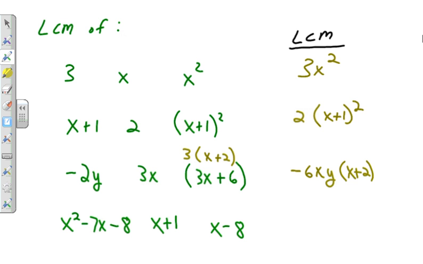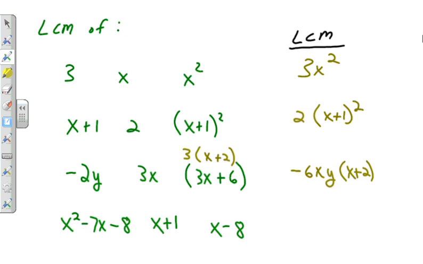What's the least common multiple of -4 and 8? -8. Because you got that? Least common multiple of -10 and 5? -10. Least common multiple of 5, -10, and 20? -20, right? Okay? All right, last one.